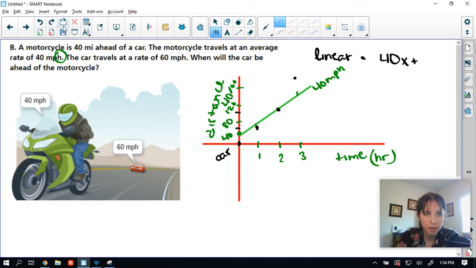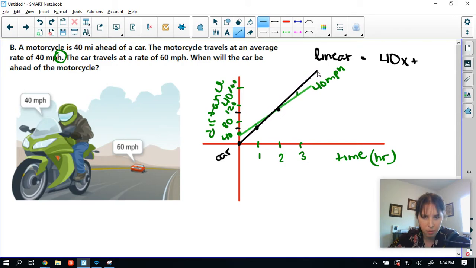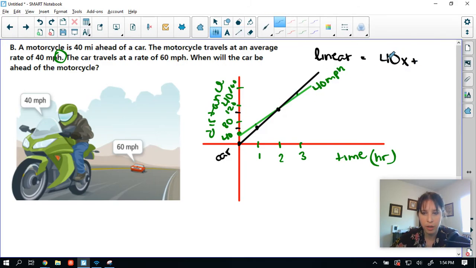Oh, that's not even a line. Let me erase this and make this more linear. So essentially the car would have something more like that. So for the motorcycle, it's linear, and we intersect the y-axis at 40. Well, for the car, our y-intercept is 0, so that's going to be plus 0 here, and our average rate of change is 60, so that's 60x.